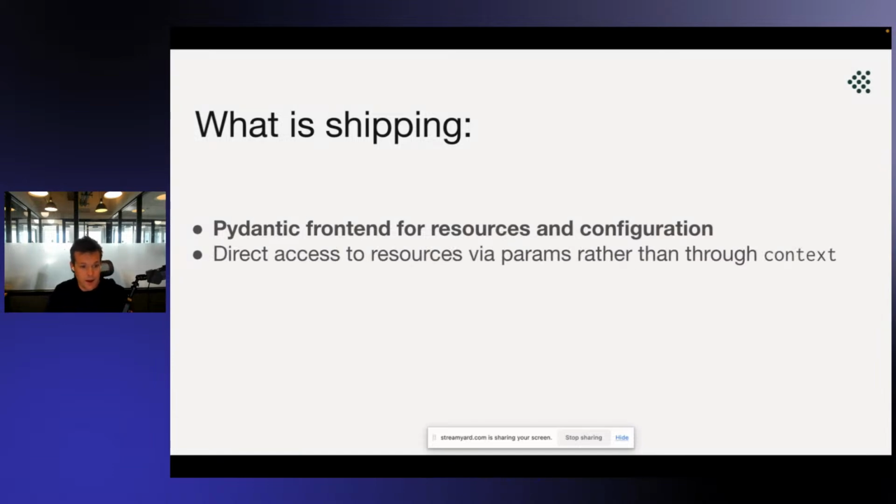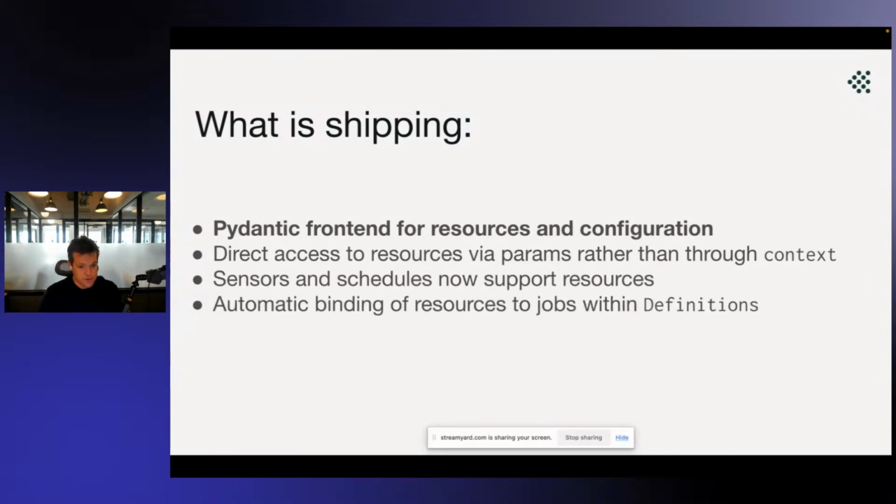You can directly access resources via parameters passed to assets and ops rather than through the context object, and that's a strongly typed parameter. Sensors and schedules now support resources, which is great. And we automatically bind the resources passed in to definitions to jobs, which reduces a ton of boilerplate and the threading around of resources objects to all the different ops-based jobs in your system. And we actually have some support for resources in the UI now, which I'll show you a screenshot of.